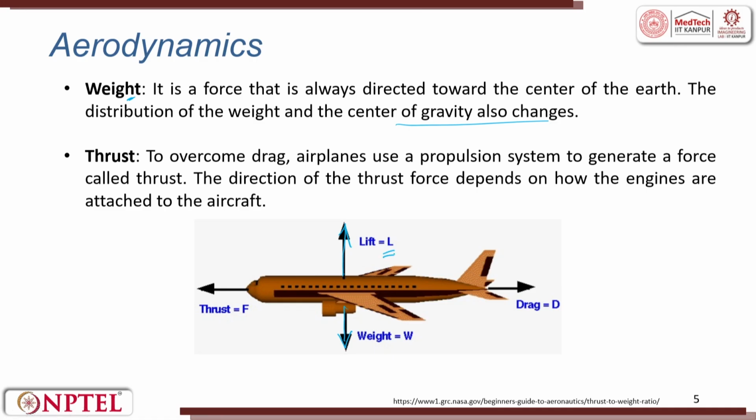Lift is represented by L, weight is represented by W, drag is represented by D, and thrust is represented by F. So, what is thrust? When there is a force which is pushing this body from behind, you get the thrust force which moves it forward.